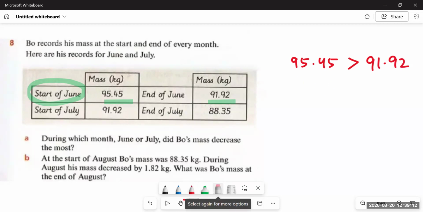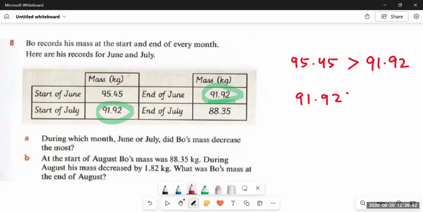And if we move on to the month of July, of course, if it's 91.92 at the end of June, it would be the same here at the beginning of July, right? So you can see these two are the same quantities. And then from 91.92, it was further reduced to 88.35. So it is gradually decreasing instead of increasing. Now, 91.92 is greater than 88.35, so it is decreasing month on month. So here are his records for June and July.